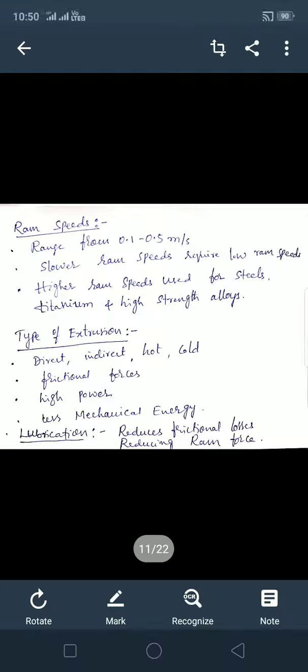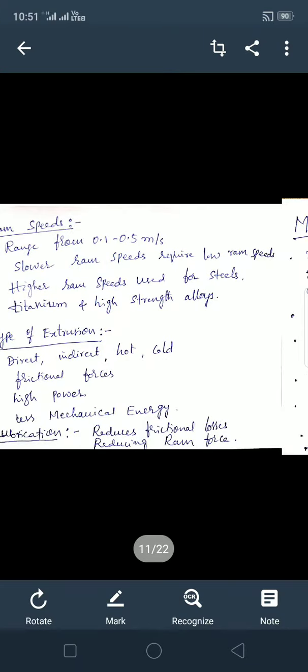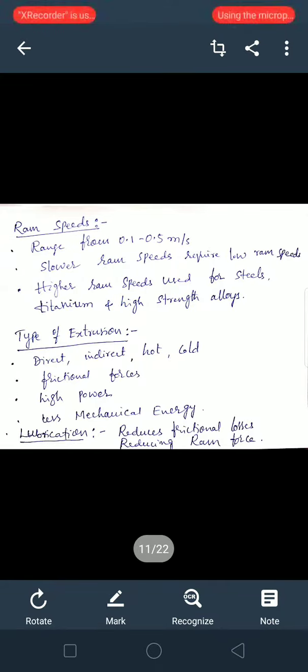Another aspect is ram speed. These speeds may range from 0.1 meter per second to 0.5 meter per second. It is general practice to use lower ram speeds for extrusions requiring lower ram forces. Aluminium, copper, and magnesium alloys require lower ram forces. Higher ram speeds are used for steels, titanium, and higher strength alloys. These are some of the variables or parameters that affect the extrusion process.